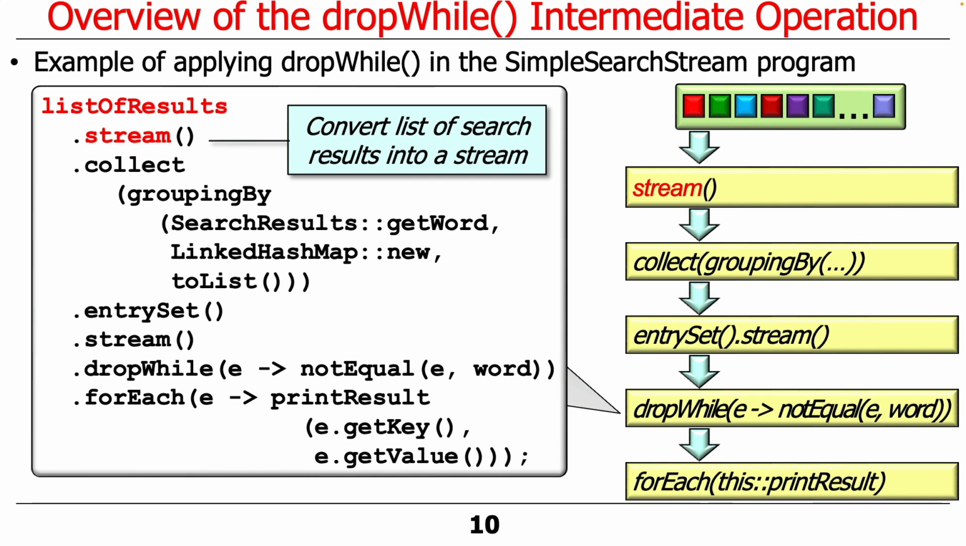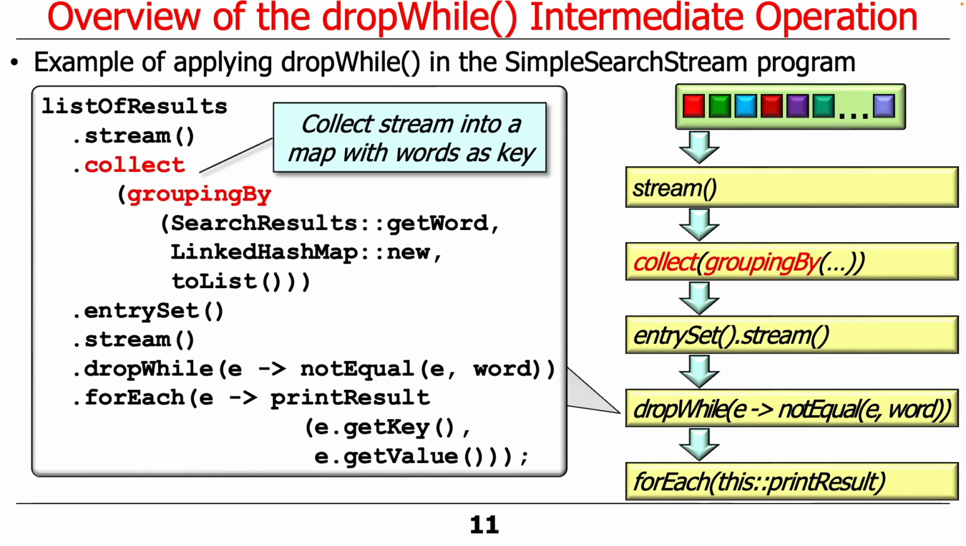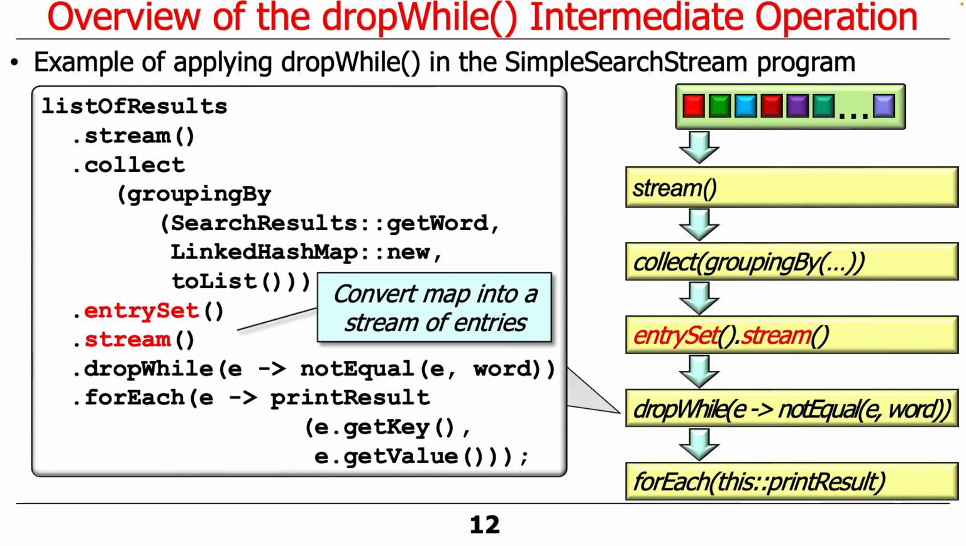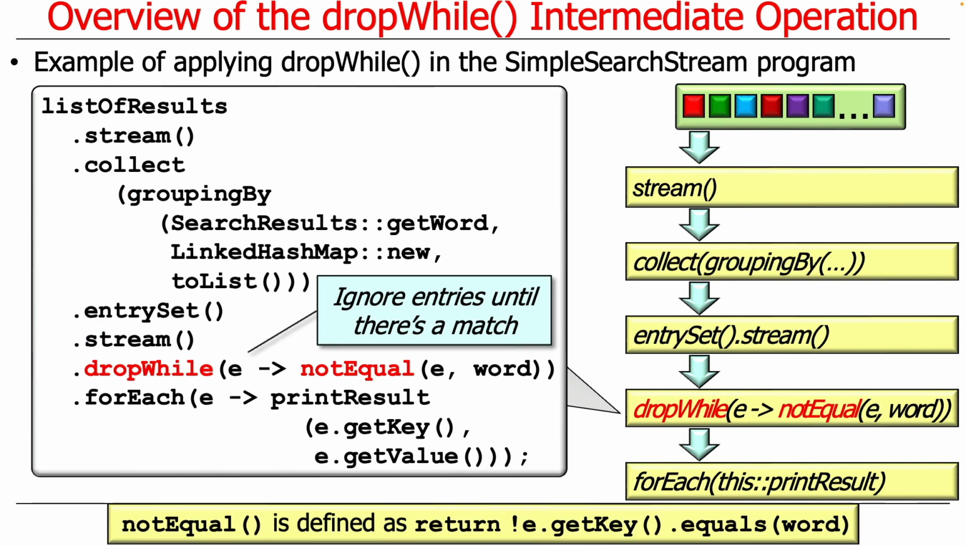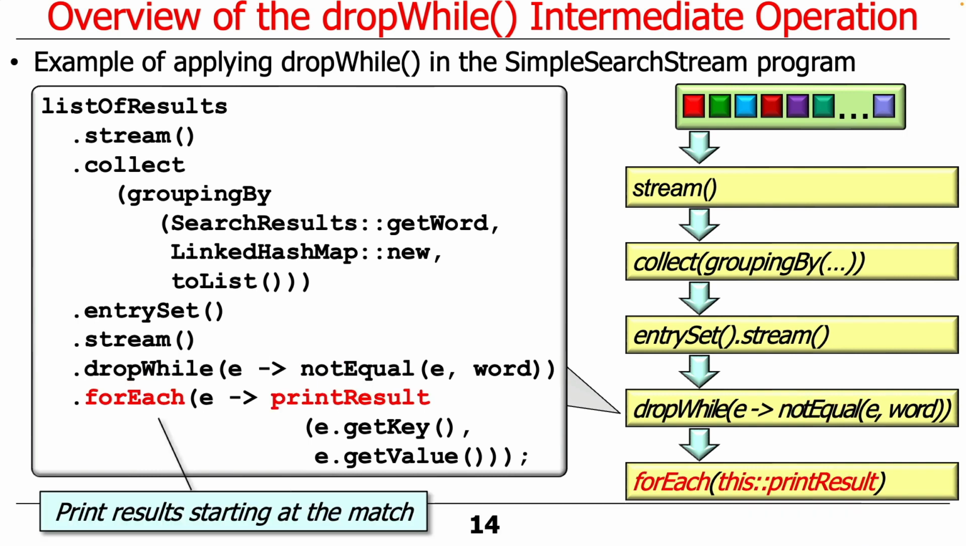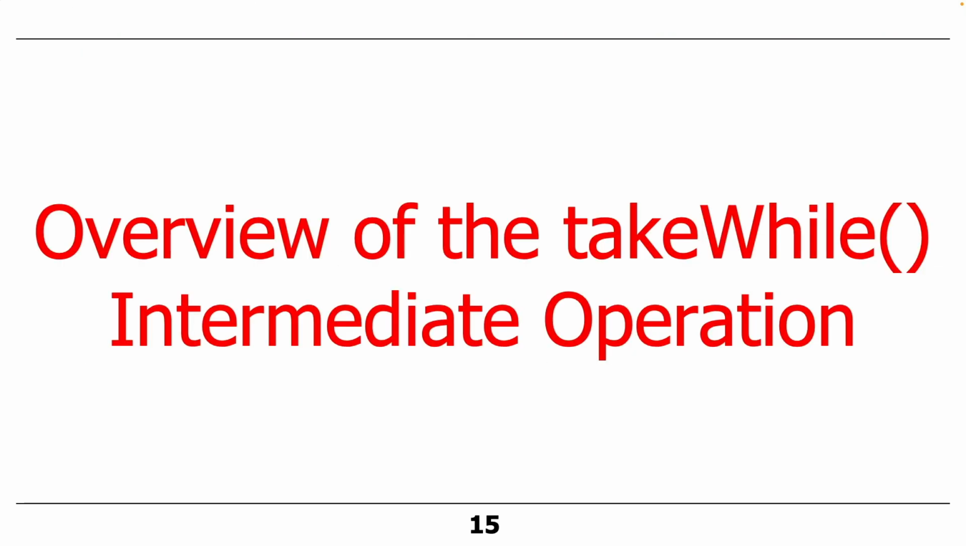So convert the list of search results into a stream, collect them into a map with the words as the keys, convert the map into a stream of entries, and then ignore the entries until there's a match. And the not equal method here is defined as not the key equals the word we're looking for, to make everything fit on one slide. And so we start printing the results starting at the match. So that's dropWhile. Let's take a look at takeWhile.